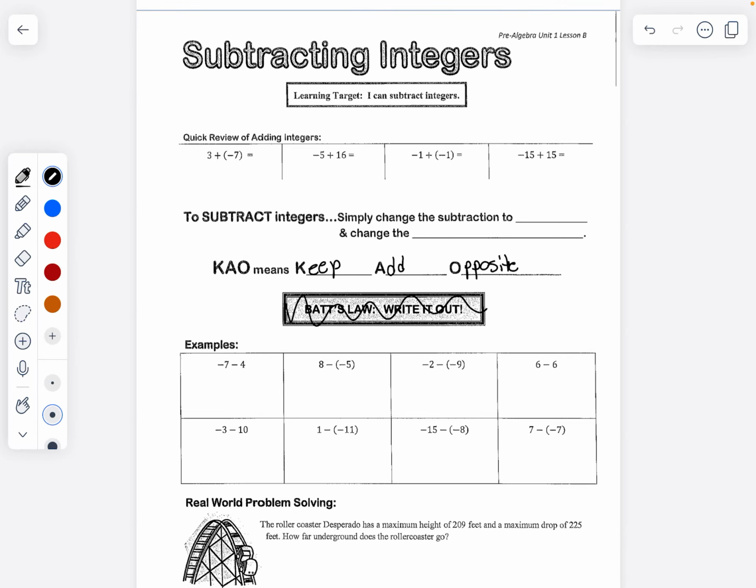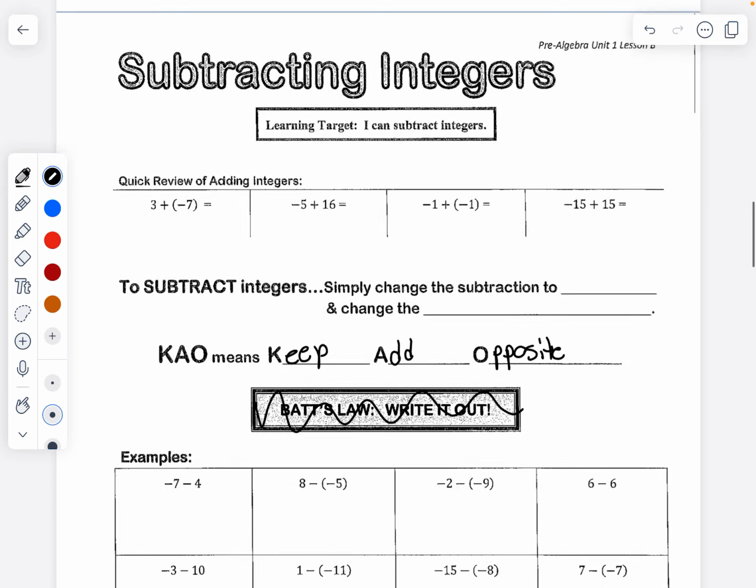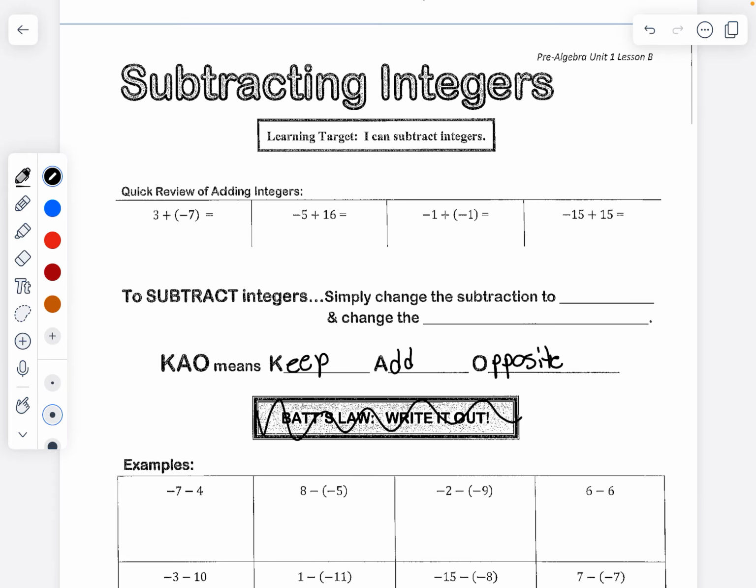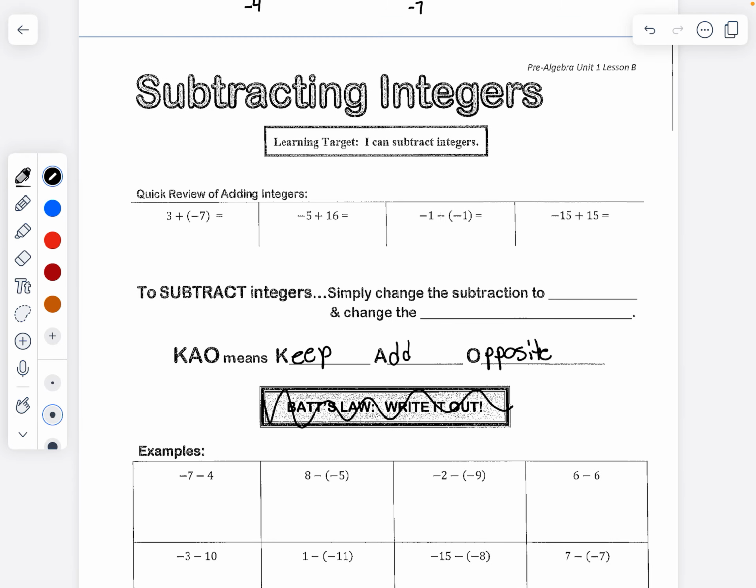Hello everybody, I hope you are doing well today. We will be doing our second lesson over subtracting integers, and our learning target is I can subtract integers.